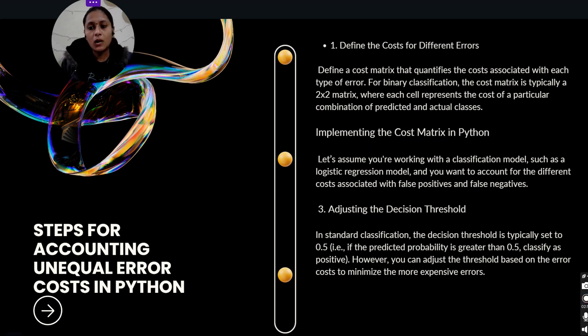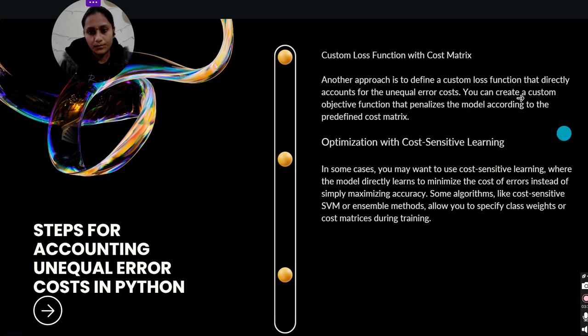Second, implementing the cost matrix in Python. Let's assume you are working with classification models such as a logistic regression model and you want to account for the different costs associated with false positives and false negatives. Third is adjusting the decision threshold. In standard classification, the decision threshold is typically set to 0.5. However, you can adjust the threshold based on the error cost to minimize the more expensive errors.